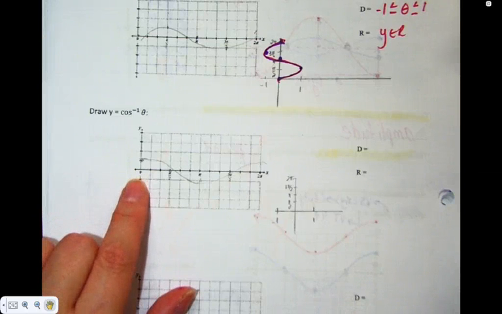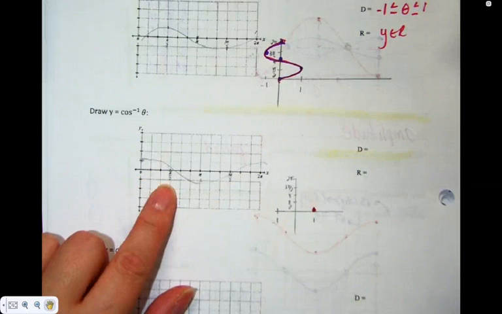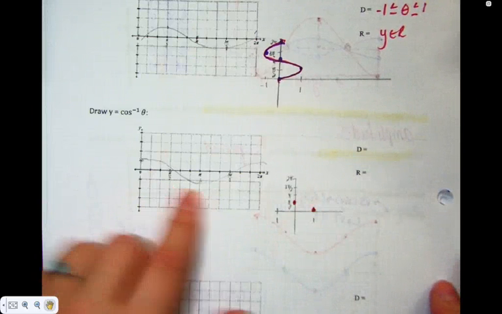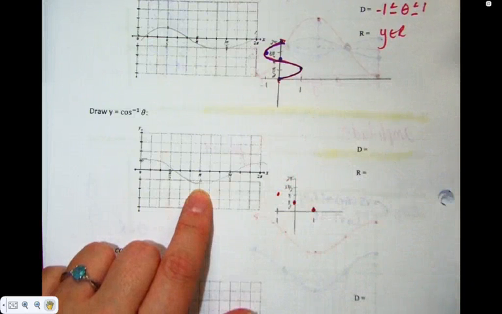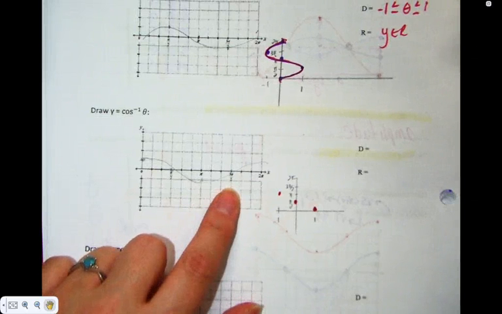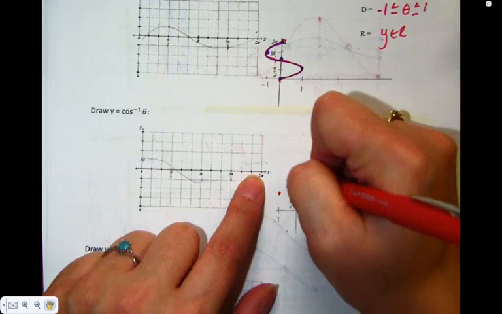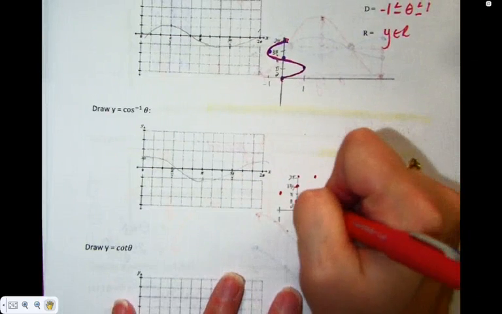Okay, so the first original point is 0, 1. Flip it. 1, 0. Pi on 2, 0 becomes 0, pi on 2. Pi, -1 becomes -1, pi. 3 pi on 2, 0 becomes 0, 3 pi on 2. And 2 pi, 0 becomes 0, 2 pi. No, I just lied. 2 pi, 1 becomes 1, 2 pi.